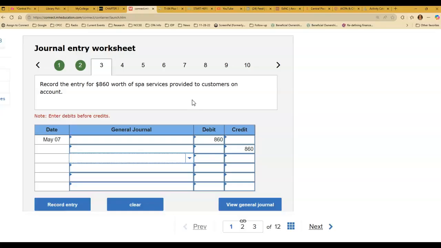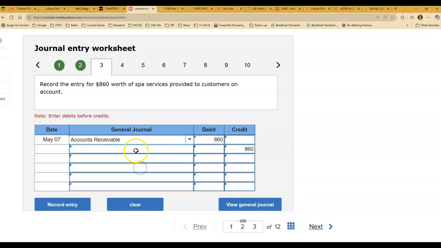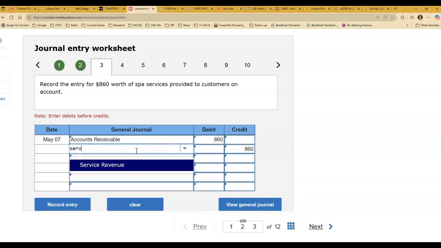We provided spa services to customers on account. Good. Gets the debit or credit? Debit. Okay, good. How did you know it was service revenue? Good. Service provided.